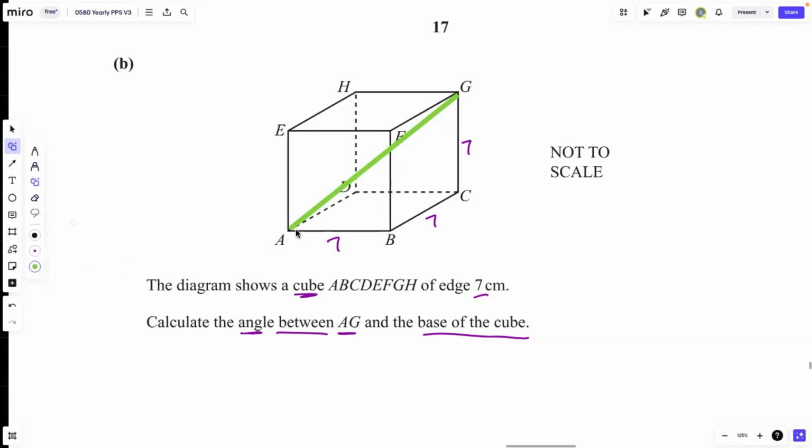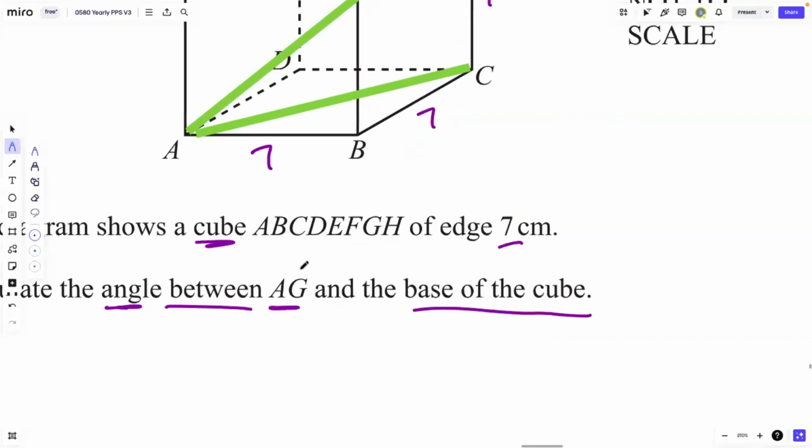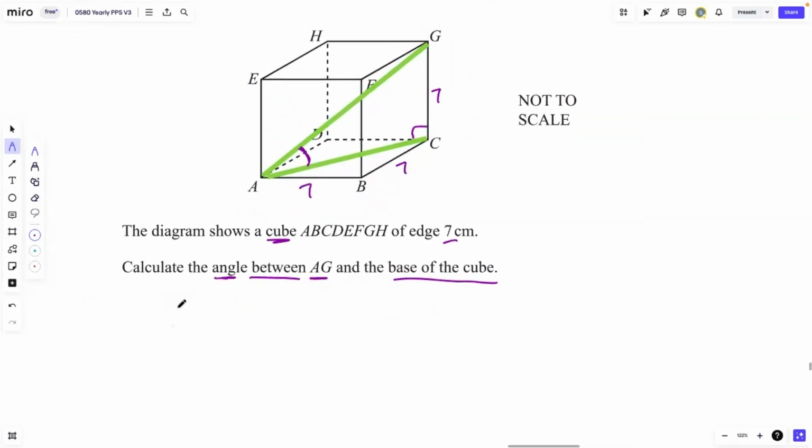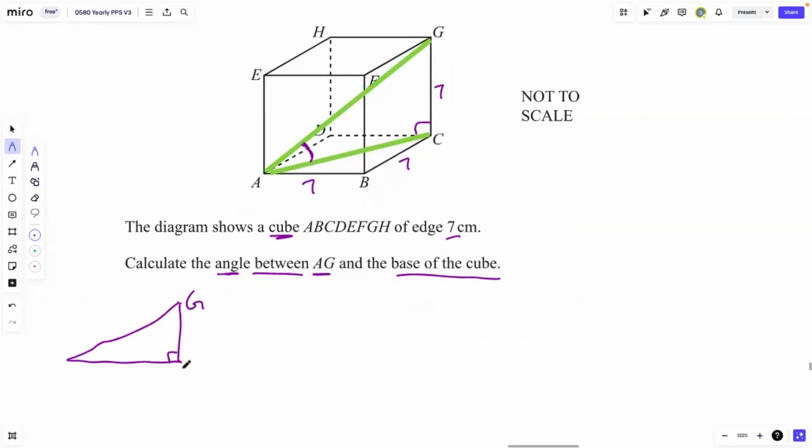How do we do that? We connect A, the same starting point, with the base point C. Using that knowledge, now we can figure out the angle between AG and the base is going to be this angle. And this is going to be a right angle, vertically below that, also perpendicular. So if we take this triangle out, it's something like this: G, C, A. We're supposed to calculate this angle. This is 7. This is going to be C actually.